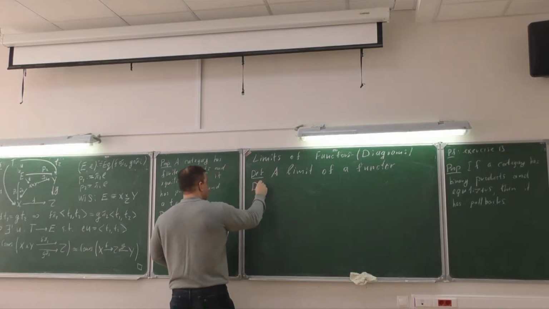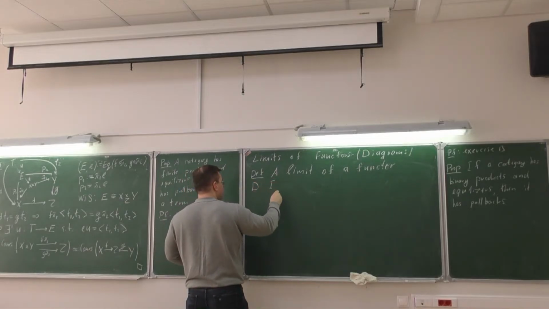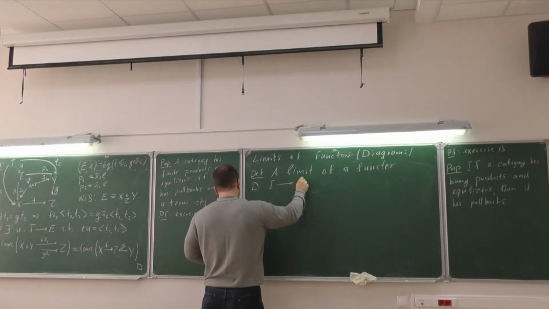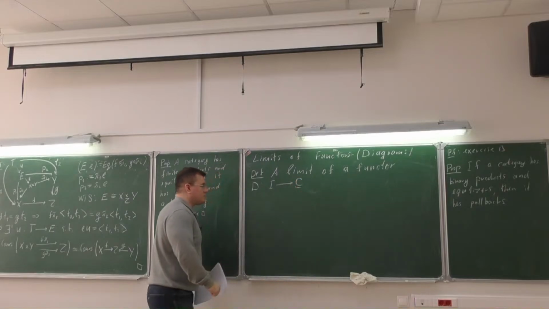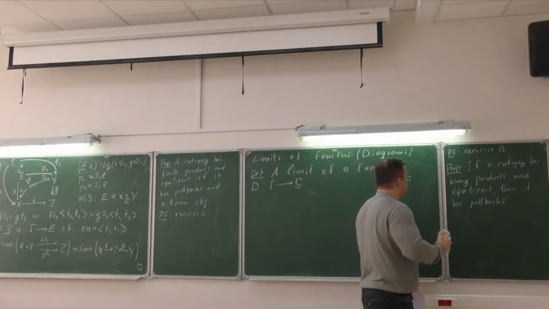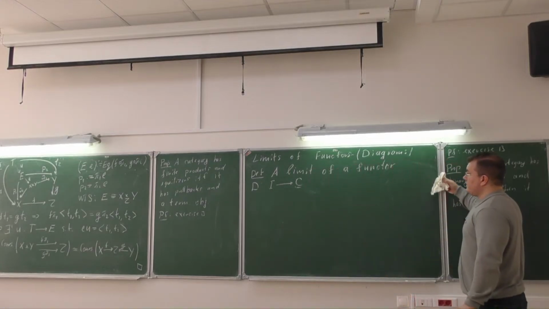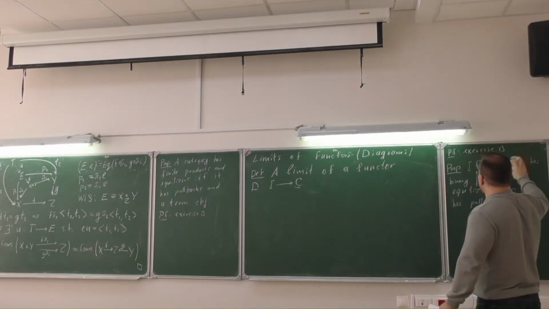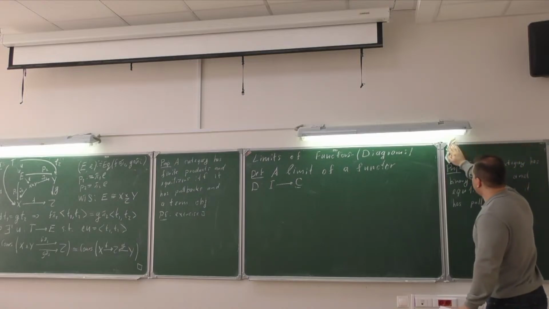D stands for a diagram, so from some small category I. Well, in the definition it's not necessary to assume that I is small, but usually it will be small, because if you require that you have all the limits for not necessarily small categories, it means that your category C is actually quite elementary.